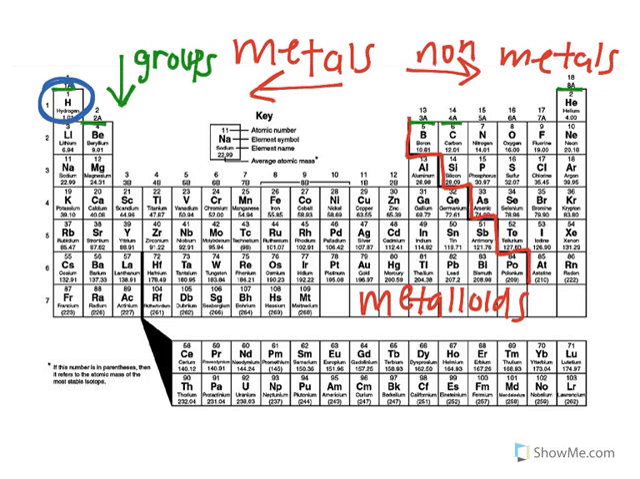The elements that fall into the 3B through here, we don't really use that numbering too much, but we'll talk about those later. Those are our transition metals. So groups are going down, and going across, we call those periods or rows. There are 7 periods on the periodic table, so it's numbered 1 to 7 down here.